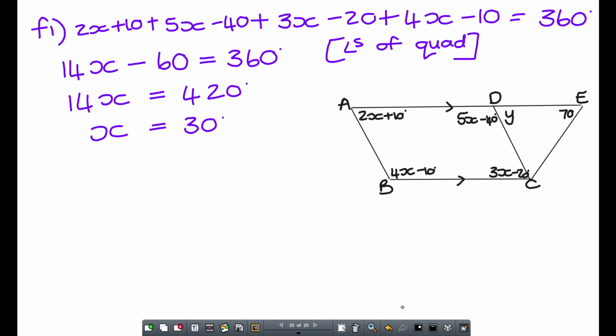Right, now number 2. They say, show that ABCD is a parallelogram. Now, we know a few things about a parallelogram. First things first, the opposite angles will be the same. What else do we know?